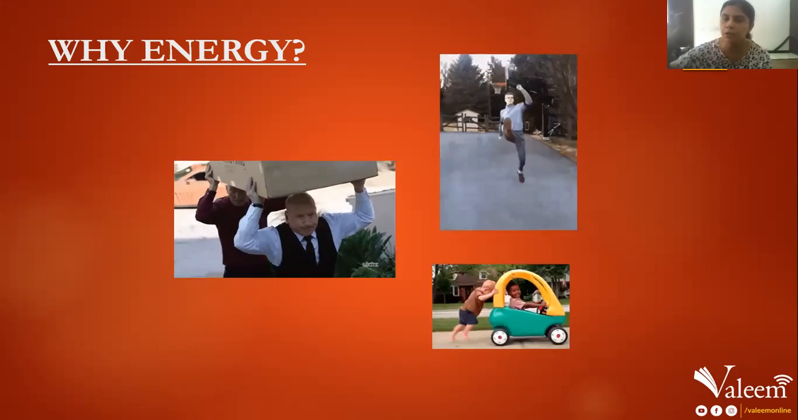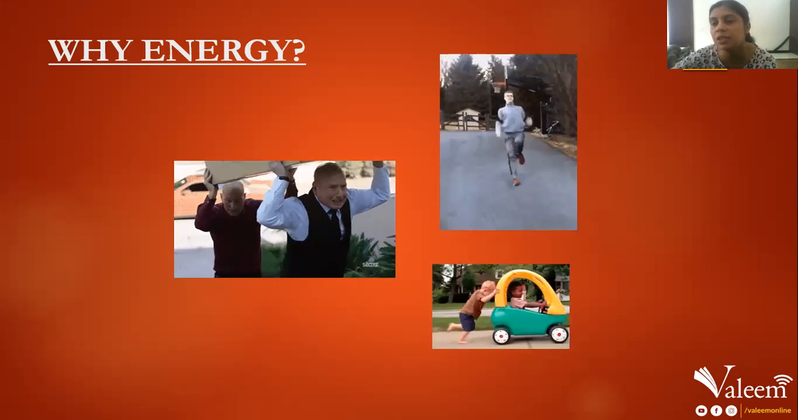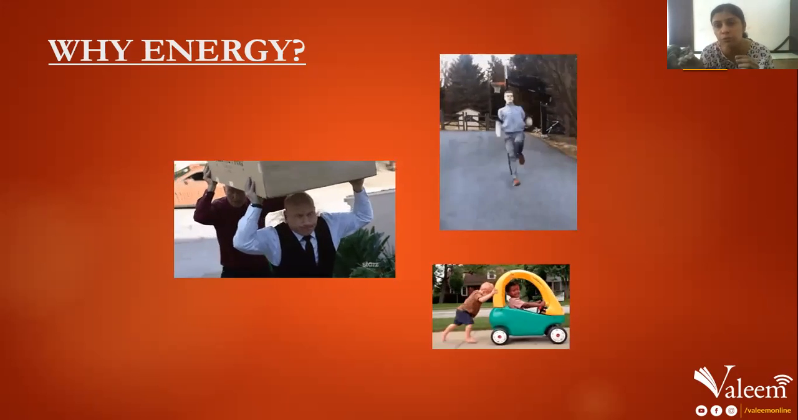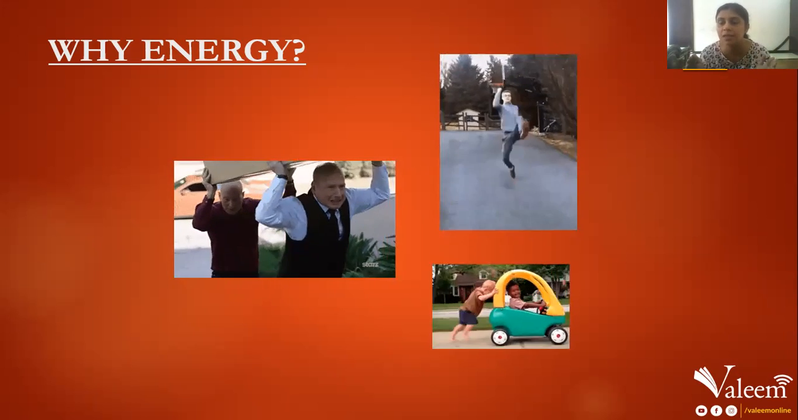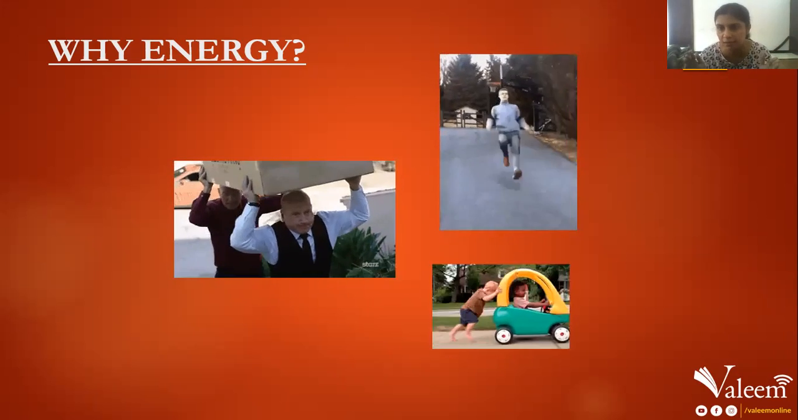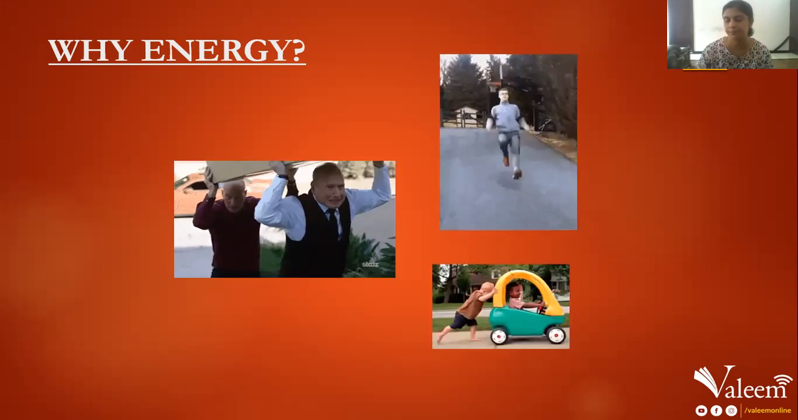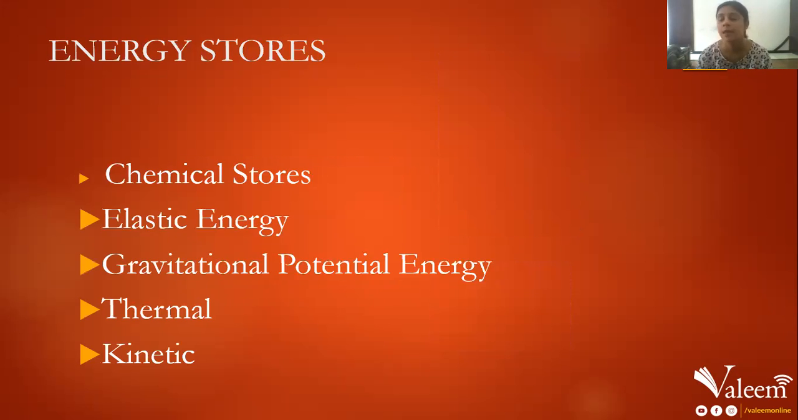Okay, so in order to understand how energy changes its forms, we first have to understand that energy is divided into two main categories. The first category is energy stores. So what do we actually mean by energy stores? By energy stores, I mean those sources that actually supply energy or that contain or store energy. The different energy stores are chemical, elastic, gravitational potential, thermal, and kinetic.